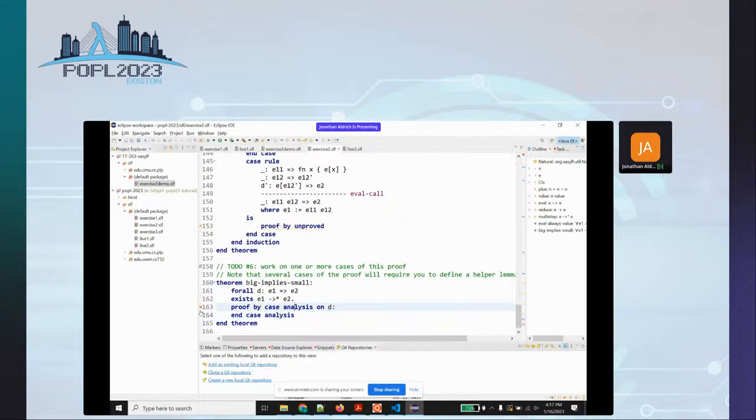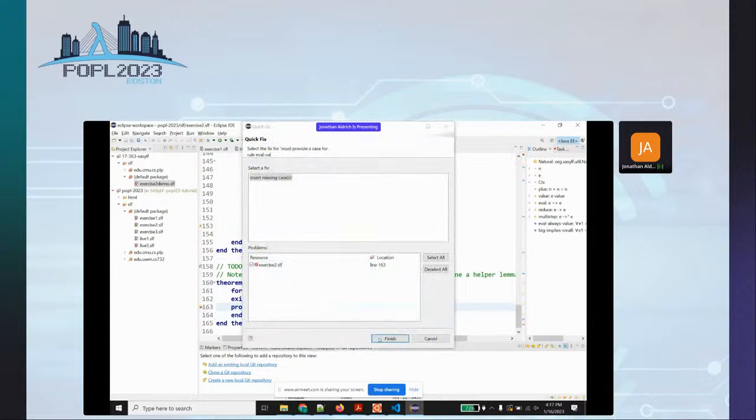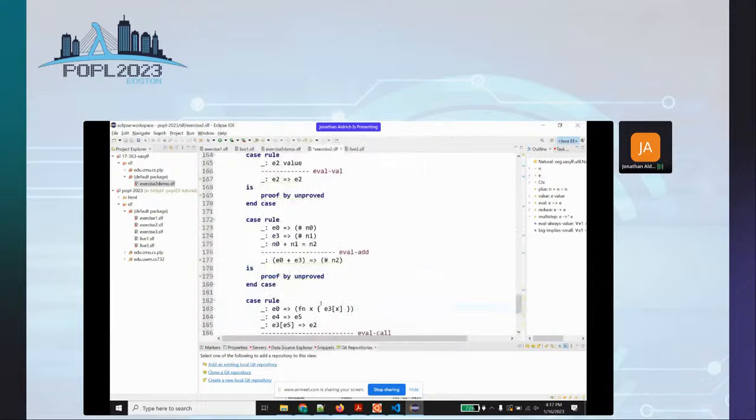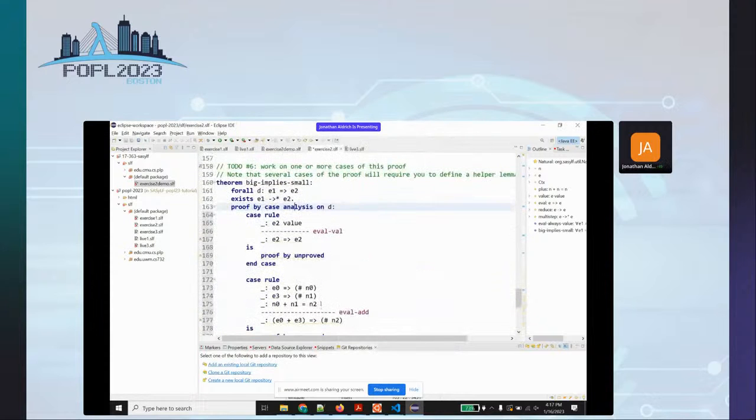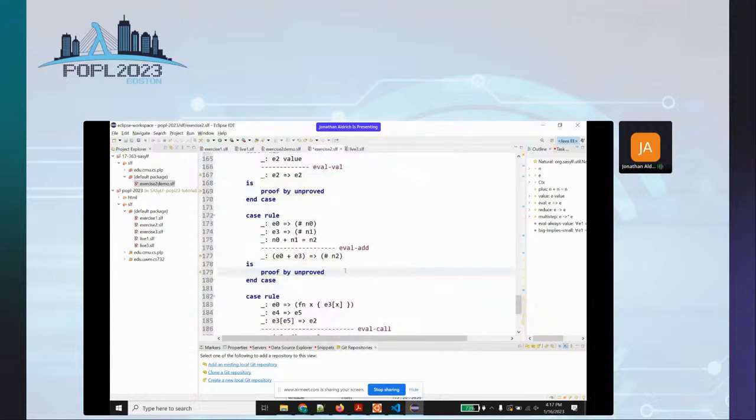Why pair programming is better than programming by yourself, right? Okay, so let's insert the missing cases, and then add, I suppose. Is add the one that's interesting but not too hard? I think so. We won't finish it.